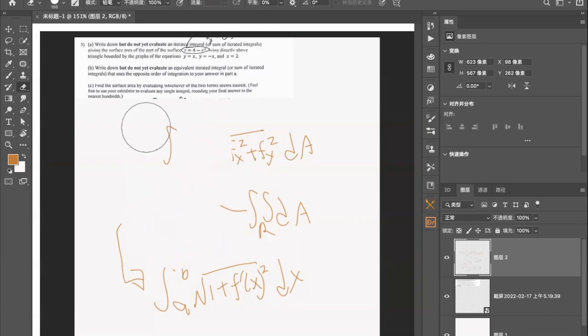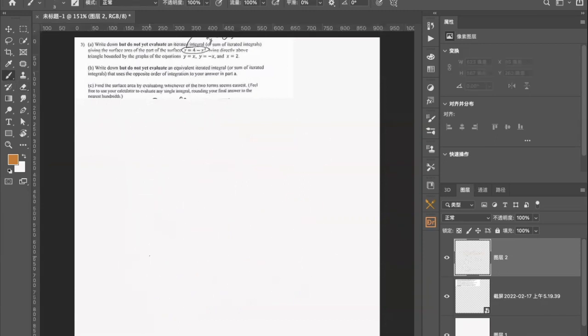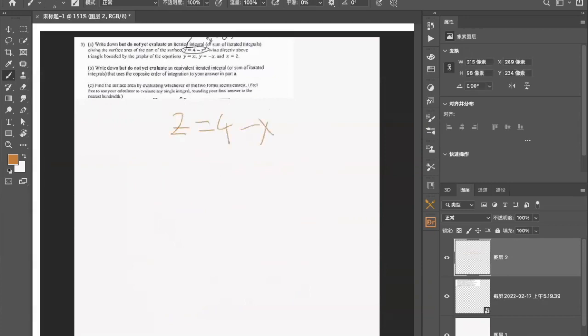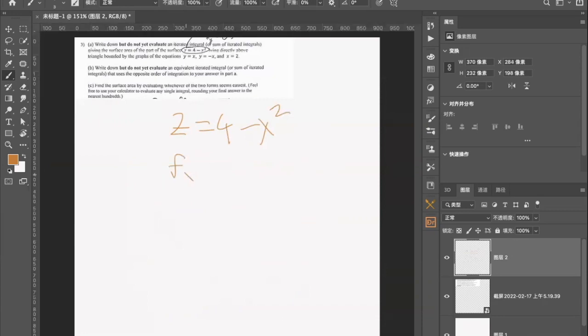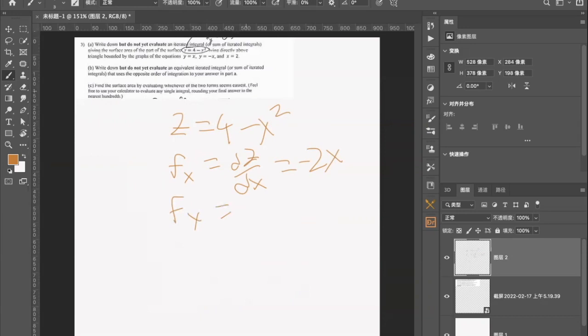Okay, now let's use this question to gain a deeper understanding. So we get the function 4 minus x squared. So what's our fx, which is taking the derivative of this equation in terms of x? We get negative 2x. What's fy? Is there a y? If there was no y, then it's considered as a constant, so no variable, 0.